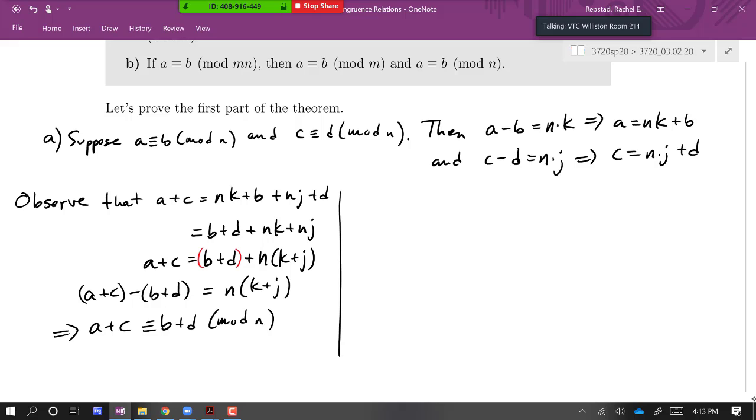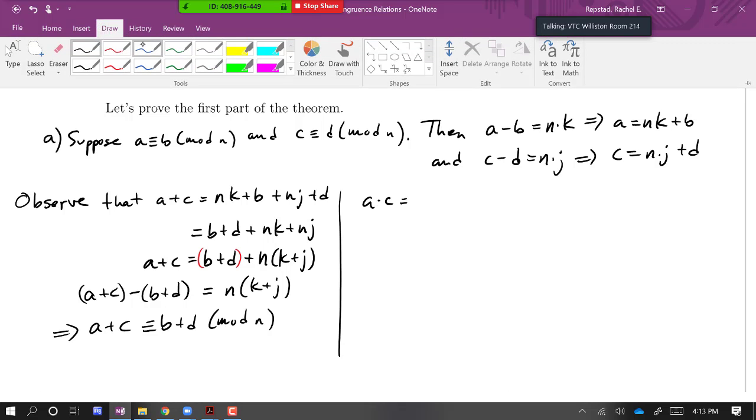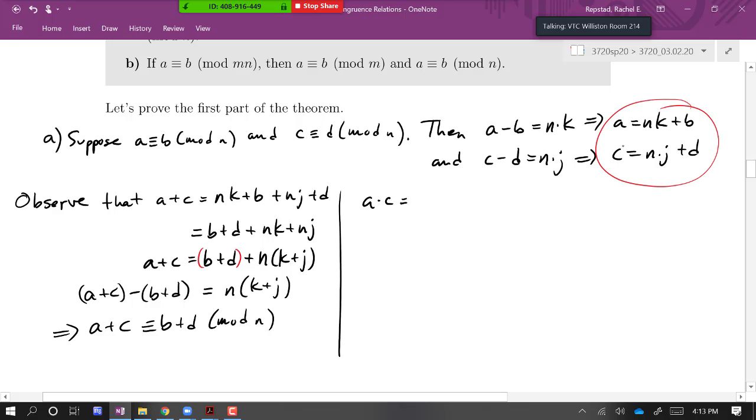That was the first part. Then they asked us to prove that A times C is congruent to B times D. So over on the other side of this line, let's look at the product, A times C. Again, I'm just going to use the substitutions we came up with. So I'm going to multiply them: nk plus B times nj plus D. Now we'll do some good old-fashioned algebra. Let's FOIL this out. nk times nj plus nkD plus njB plus BD.